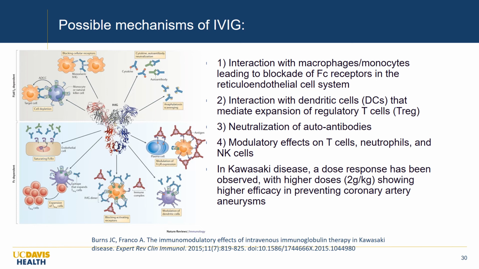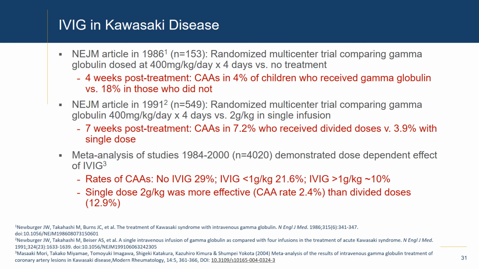Interestingly, in Kawasaki disease, it's well known that there is a dose response. If you give more IVIG, it tends to be more effective at preventing coronary artery aneurysms. This data dates back to the 1980s, when there was a landmark article in the New England Journal of Medicine, a randomized multi-center trial which compared IVIG given in small aliquots over 4 days to no treatment. They found that the patients who were treated developed coronary artery aneurysms only 4% of the time, as opposed to those who were not treated, who developed coronary artery aneurysms 18% of the time.